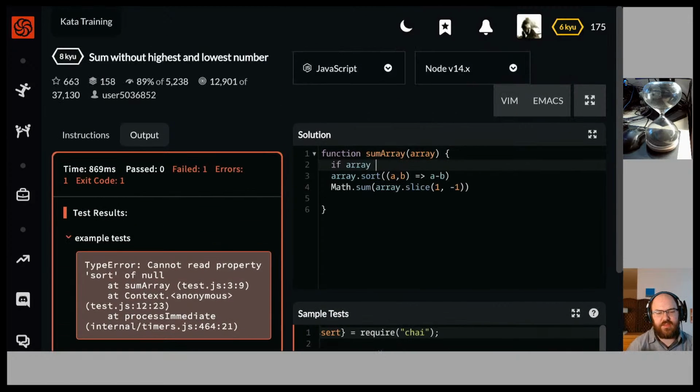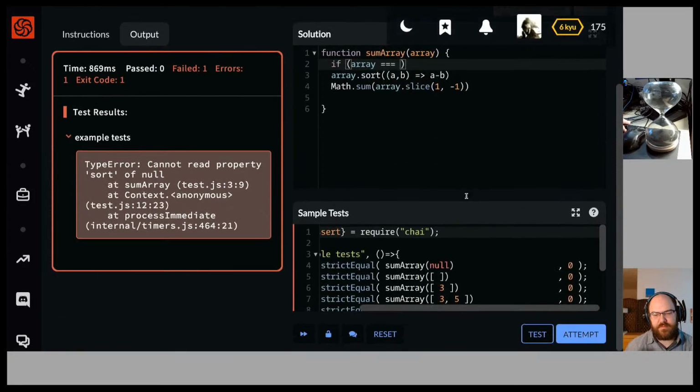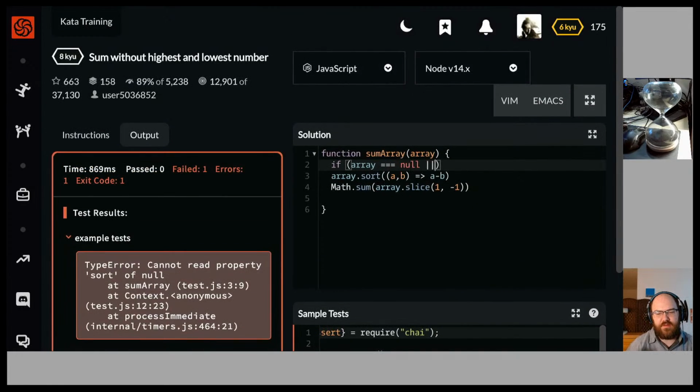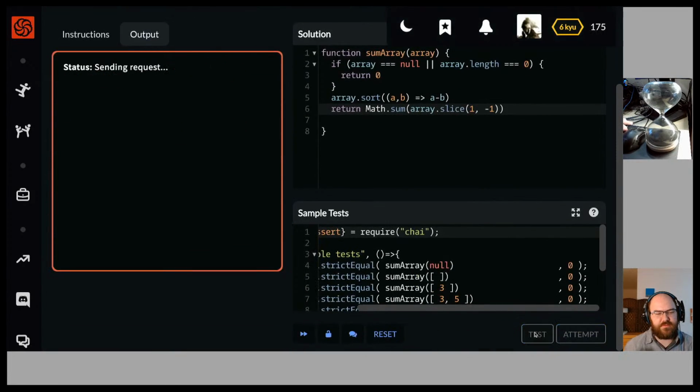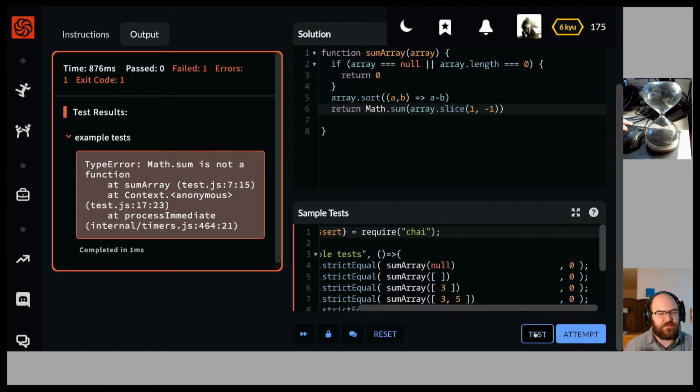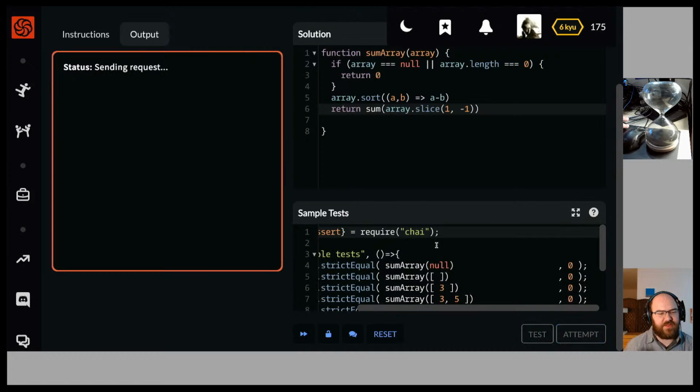If (array equals null, or array.length equals 0), return 0. Also, I forgot to return this math.sum test. Math.sum is not a function. How about just sum? Probably gonna say sum is not defined.